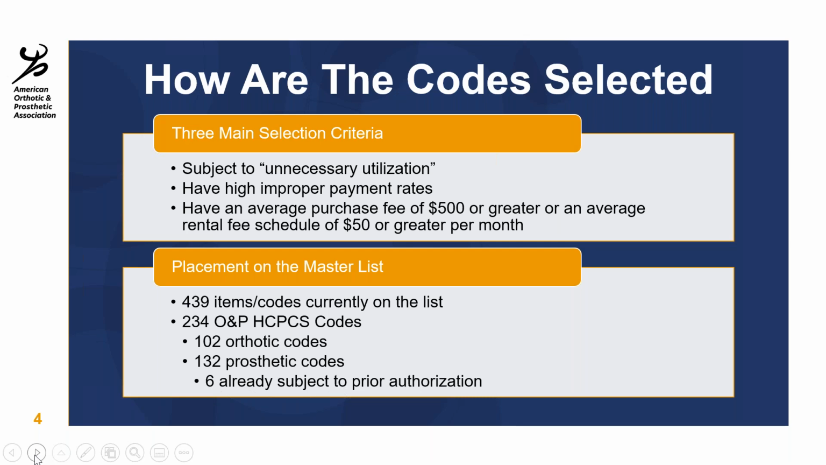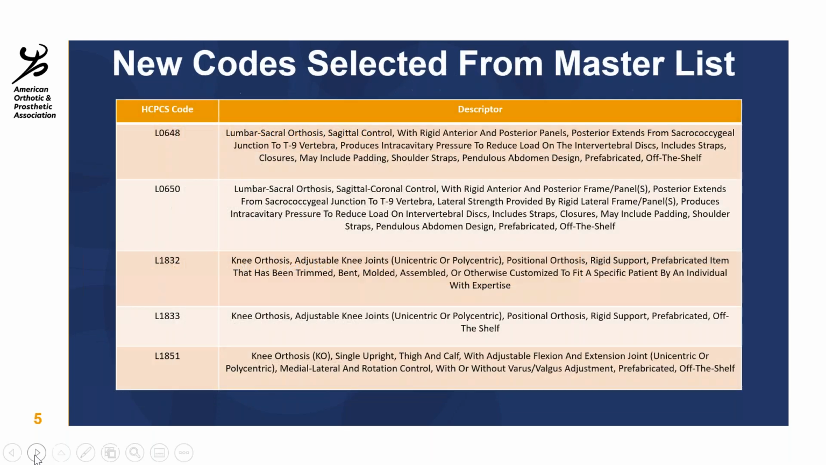So there are currently 102 orthotic codes on the master list. There are 132 prosthetic codes. But only 6 of those codes are currently, as of today, subject to prior authorization, and those are the 6 prosthetic codes that we will talk about a little bit later on today. So that will be moved from 6 codes to 11 codes as of tomorrow in a handful of states.